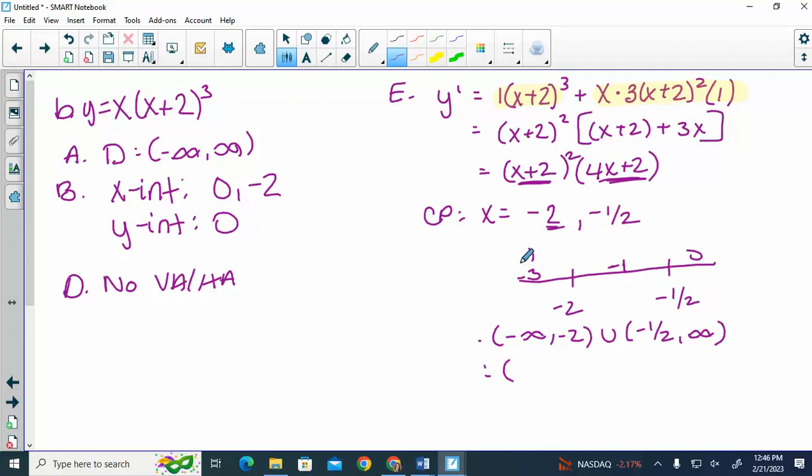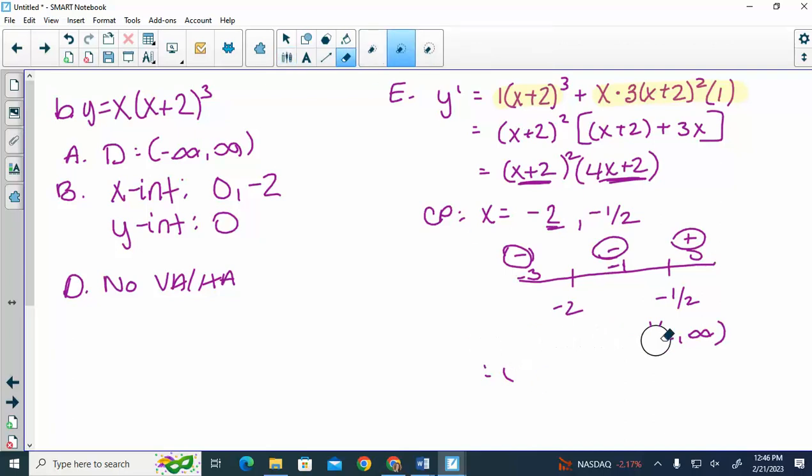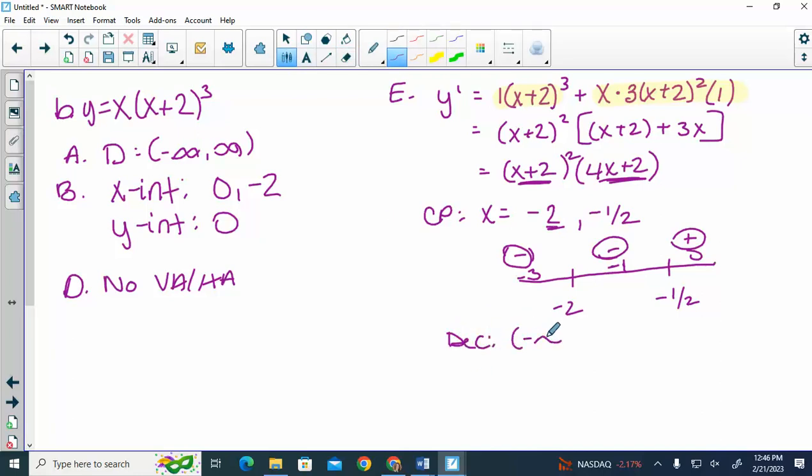Alright, so if we put in a -3, that's a negative now. If we put in -1, that's also negative. And if we put in a 0, that's positive. So this time, can I just say that we are decreasing from -infinity to -1/2? Yes, because it's not an asymptote at -2. Did I make another mistake? Okay. So we've got our increasing, decreasing.